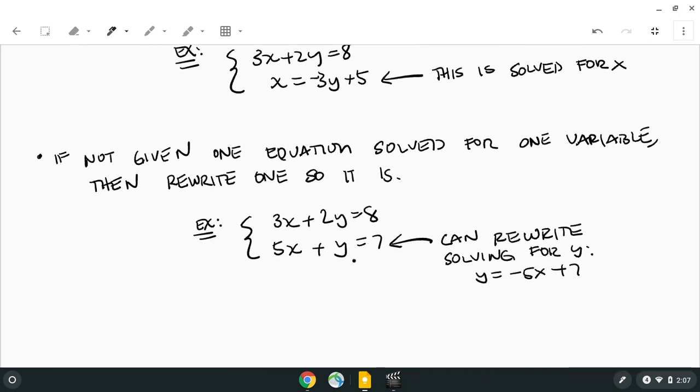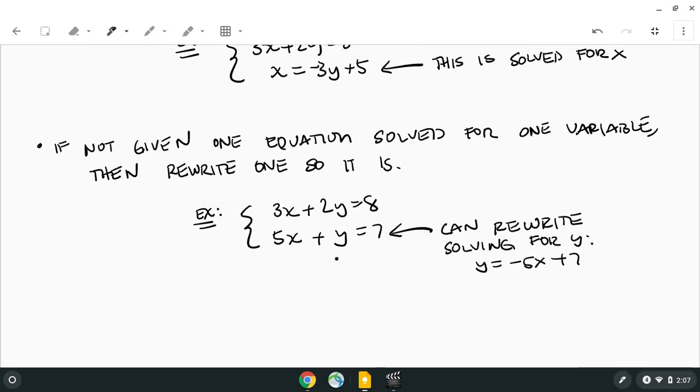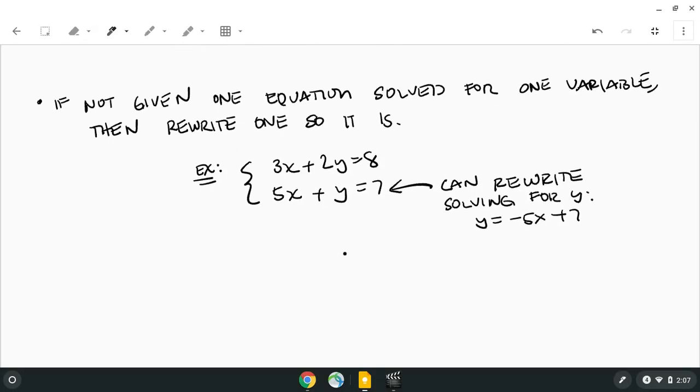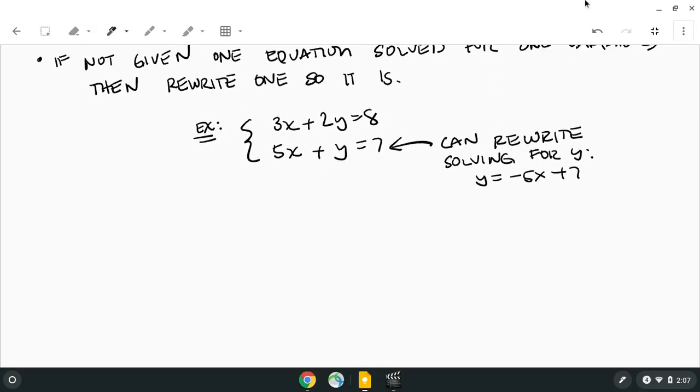If not, hopefully you have one that is easy to rewrite. Okay? And usually if you don't, then I would use the other method, which is elimination method. Okay. All right.